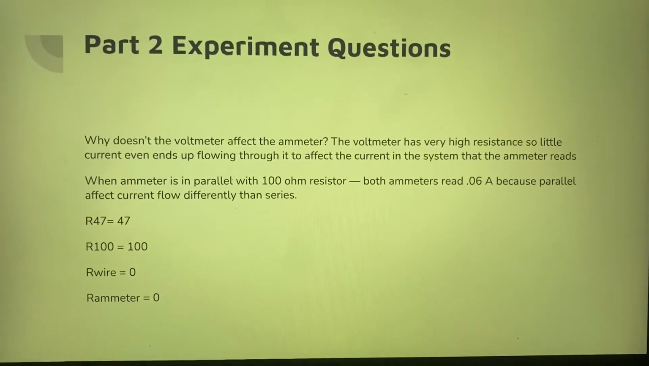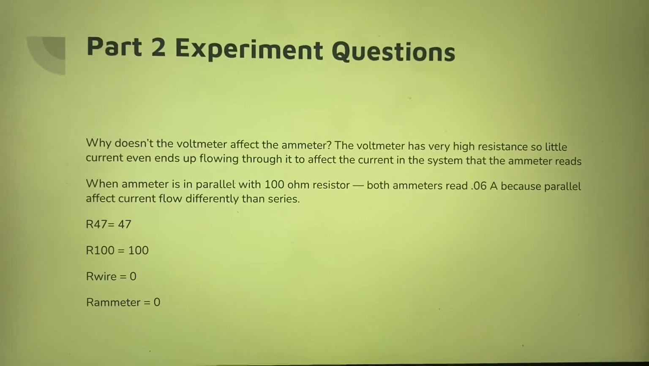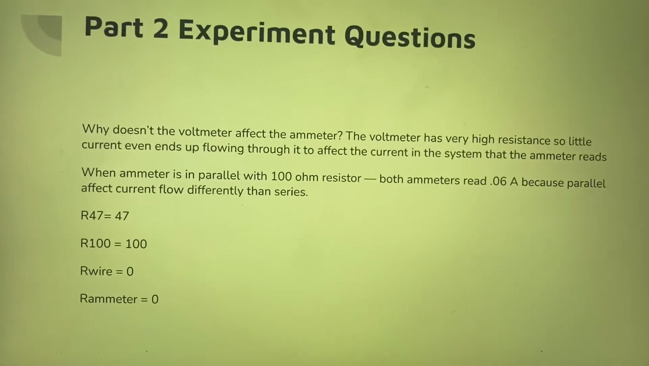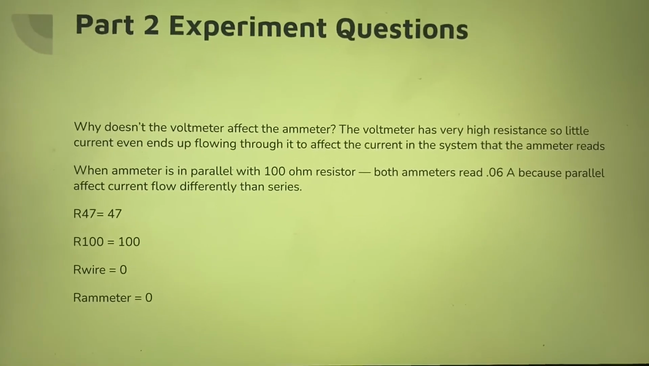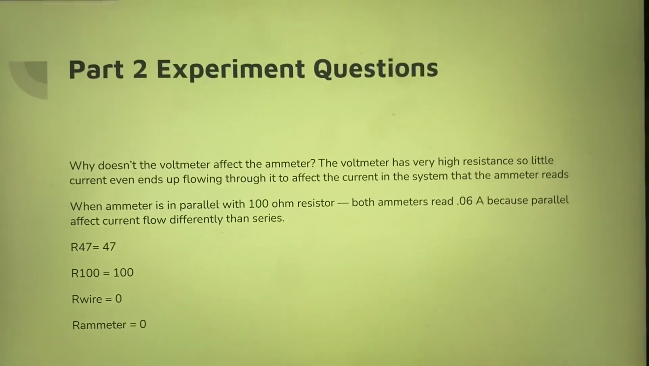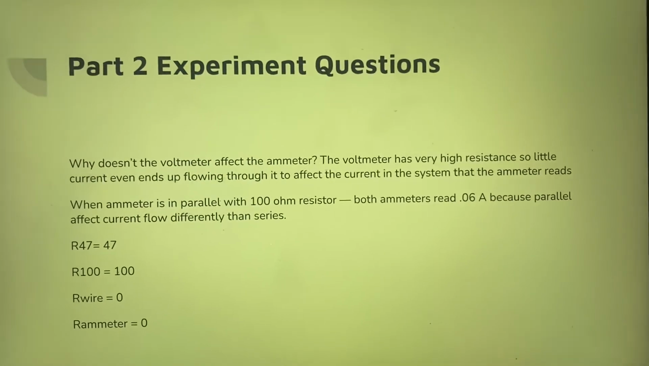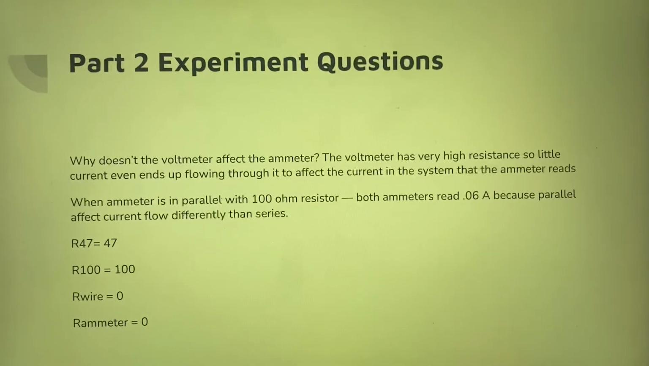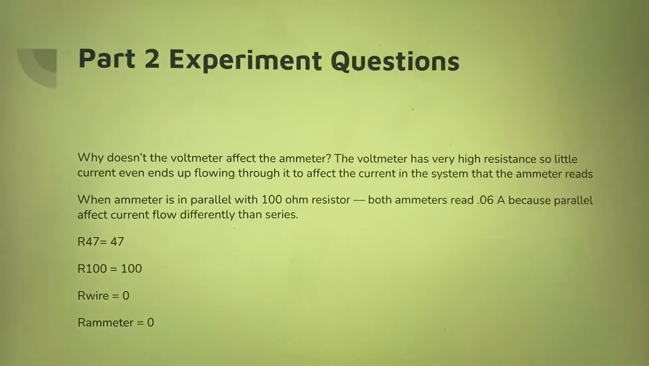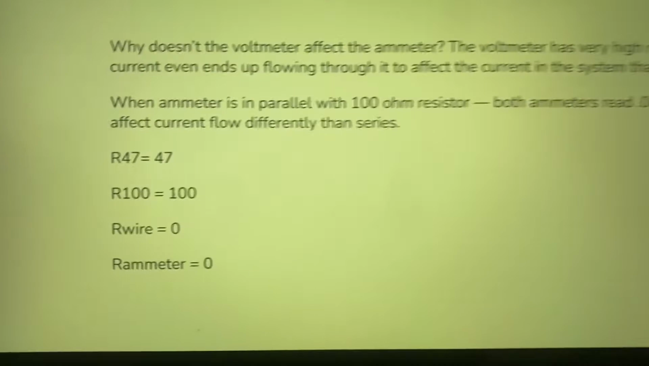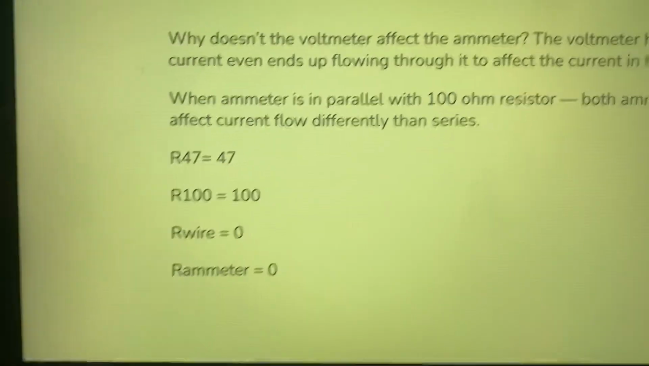Our experimental questions: why doesn't the voltmeter affect the ammeter? The voltmeter has a very high resistance, so little current even flows through it to affect the overall current in the system that the ammeter reads. When the ammeter is in parallel with the 100 ohm resistor, both ammeters read 0.06 because parallel currents affect the flow differently than in series. These are just some of the values that I got for part 2.